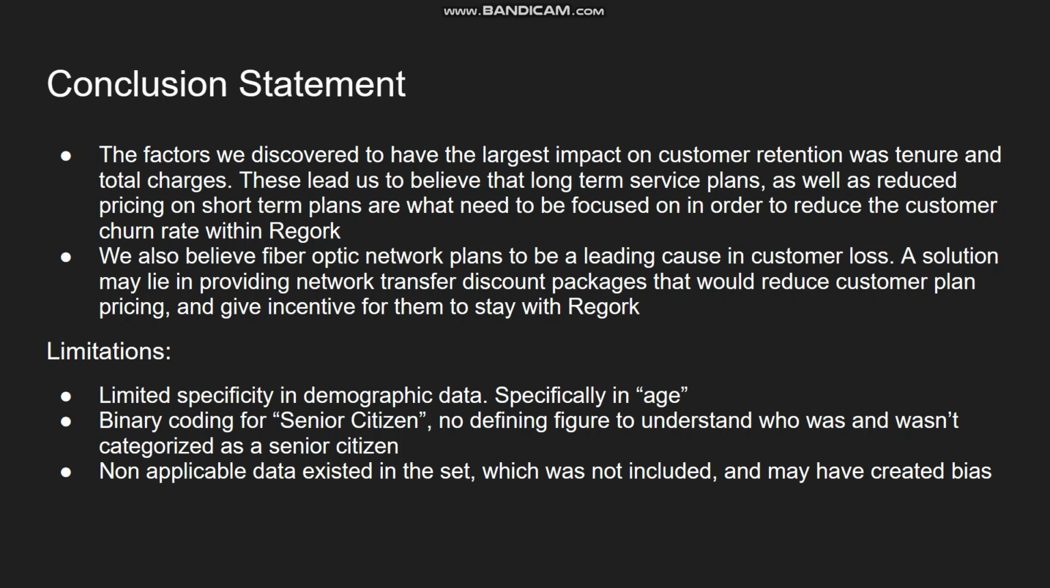There were some limitations of this analysis, limited specificity in demographic data, specifically in age, and there was binary coding for senior citizenship, which made it difficult to define figures to understand who was and wasn't categorized as a senior citizen. Non-applicable data also existed in the set, which we couldn't include and may have created some bias.